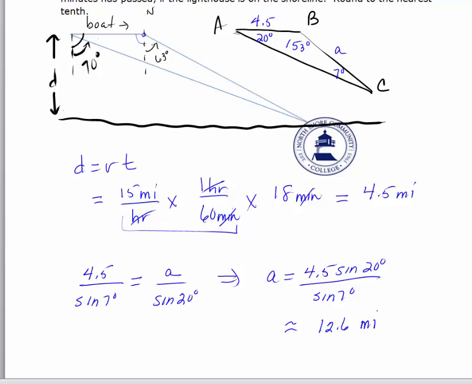So we know the distance from the boat's location after 18 minutes to the lighthouse is 12.6 miles. And you can also check your answer by comparing your ratios.